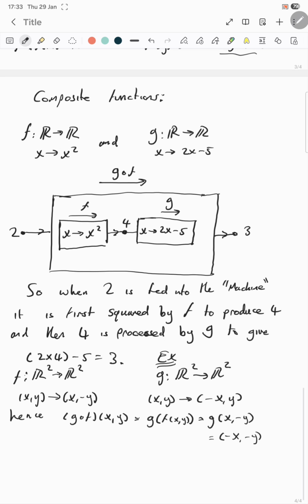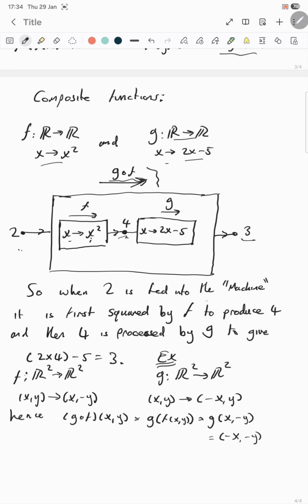Now composite functions. f such that R maps to R, x goes to x squared, and g: R to R, x goes to 2x minus 5. So we'll picture this here, g o f as our composite function. We plug in the value 2, so x squared. Then there's the 4 here, because 2 squared equals 4. Then we're feeding this into g now, so we get 3, because 2 multiplied by 4 minus 5 equals 3, and this is what we're doing here.